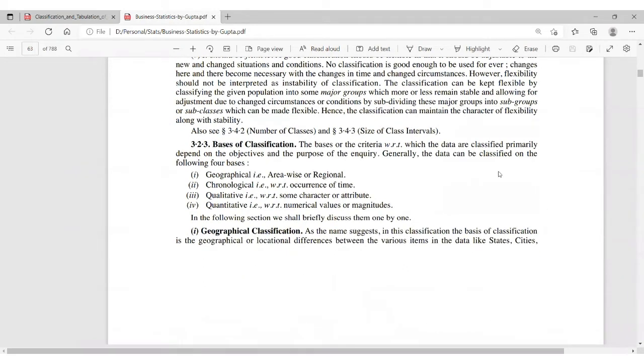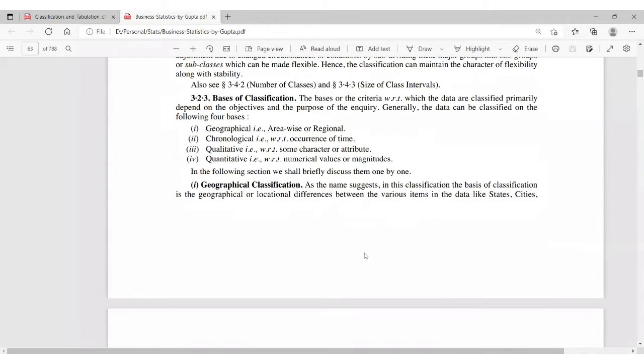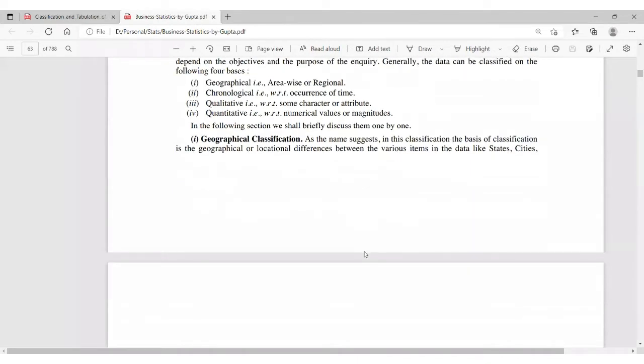Basis of classification. The criteria by which the data are classified depend on the objective and purpose of the inquiry. Generally, data can be classified on the following four bases: geographical, that is area or region-wise; chronological, the aspect of time; qualitative, some characteristics or attributes; or quantitative, numerical value. Right? First of all, the geographical classification.